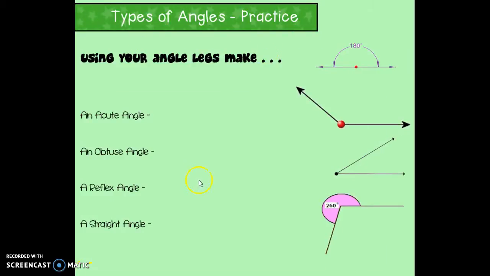So thinking about types of angles, if I look at these angles over here on the side, we have angle A, angle B, angle C, and angle D. What I want you to do is stop this tape right now, and figure out which one is an acute, which one's obtuse, which one's reflex, and which one's straight, and answer the questions in Edpuzzle.